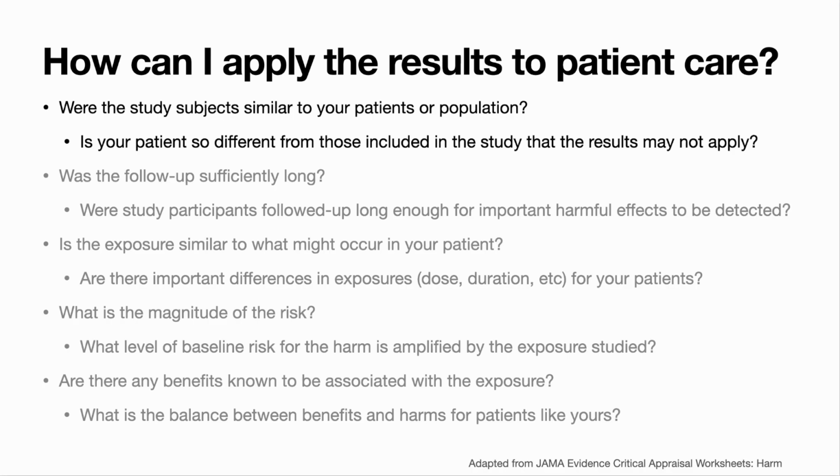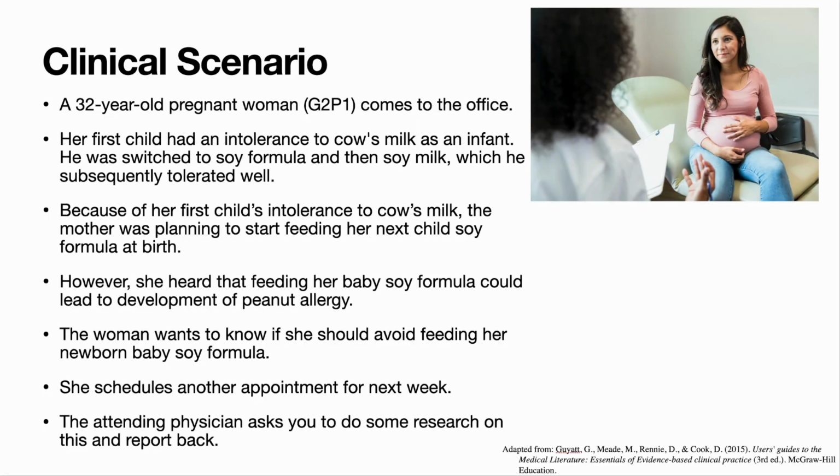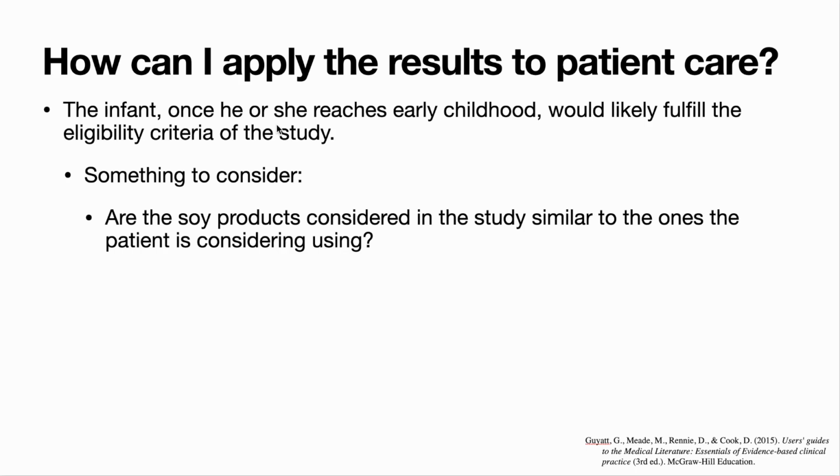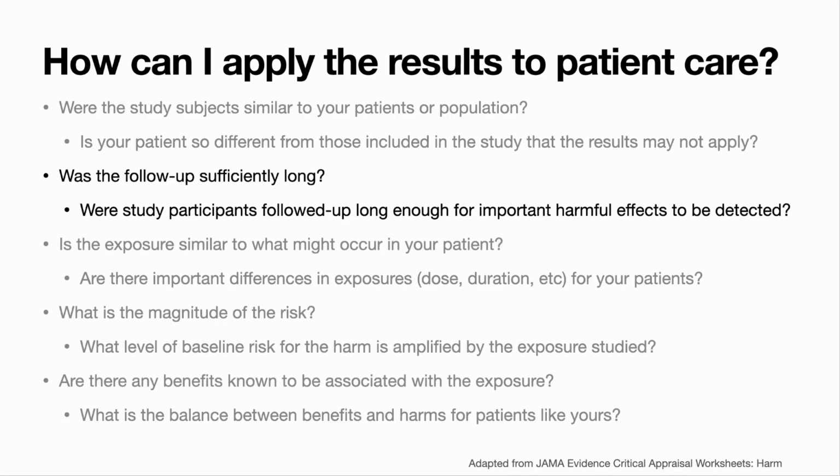So in answering the first question, were the study subjects similar to the patients or our population? Is our patient so different from those included in the study that the results may not apply? So this is our patient. Remember, our patient is actually the infant once he or she reaches early childhood. So we look to the eligibility criteria of the study and see, would our patient likely fulfill the eligibility criteria? And we see yes. Something to consider though is whether the soy products considered in the study are similar to the ones that the patient is considering using.